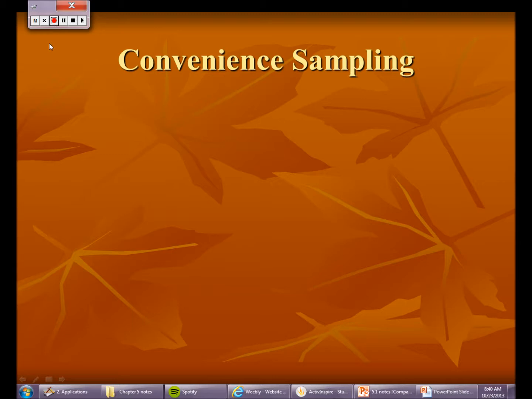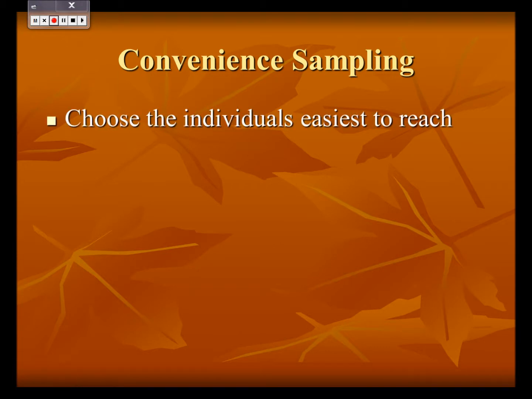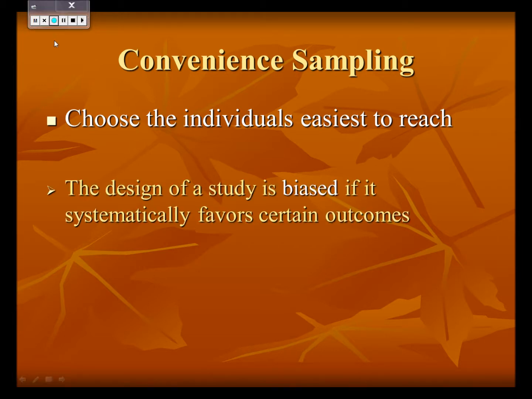One type of sample is a convenience sample. I simply go up to the individuals that are easiest to reach. If I'm a student in a high school, it might just be simple to walk up to the cafeteria. I would say the design of my study is biased if it systematically favors certain outcomes.